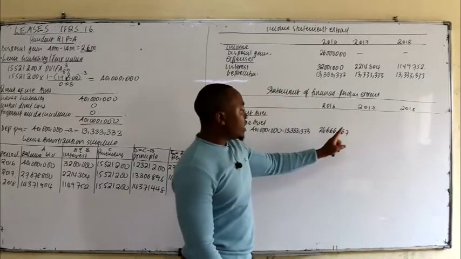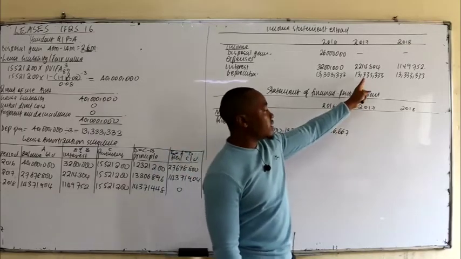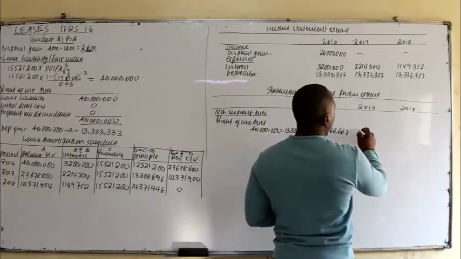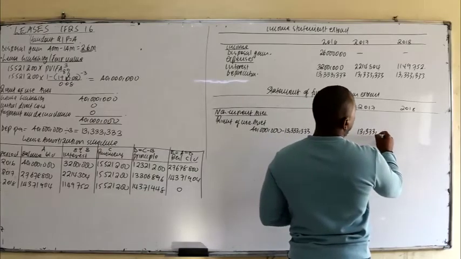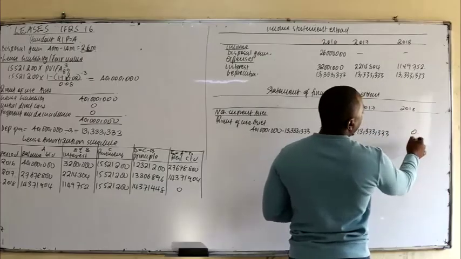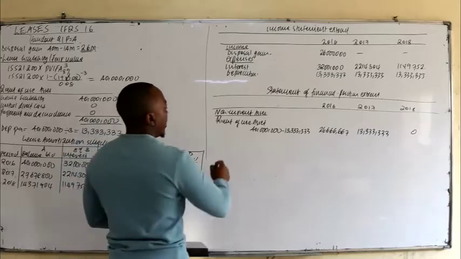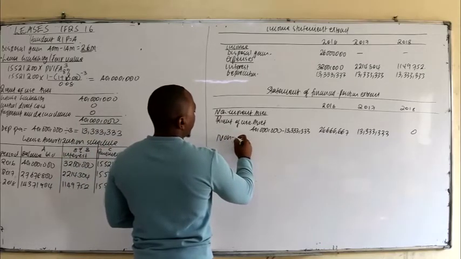Then 2017, you take 26,667, you minus depreciation for the second year. How much will be the balance? Then you take 13, you minus depreciation for the third year, you get 0. So that means by then the asset will have been fully depreciated. Then this asset does not belong to you.